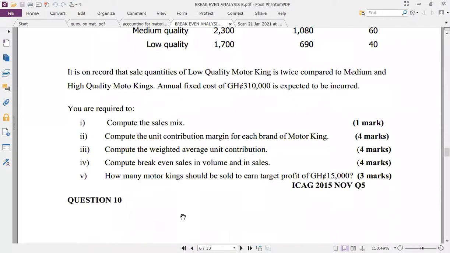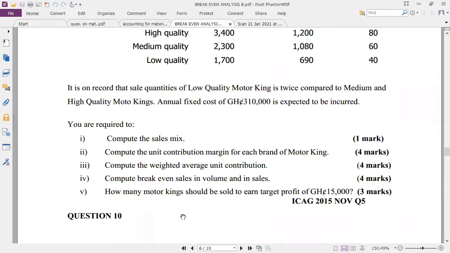Let me explain the second aspect to end today's edition. The next one: compute the unit contribution margin for each of the brands of the motorcade. Start work. I'll pick everybody's answer. Okay, so let's do it together. Compute the unit contribution margin for each of the brands of the motorcade. 4 marks. So, unit contribution margin.